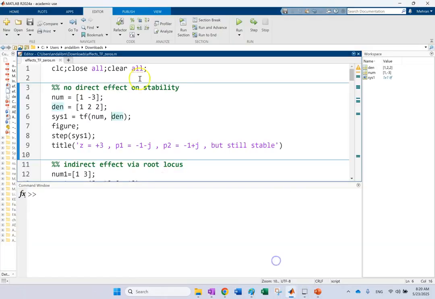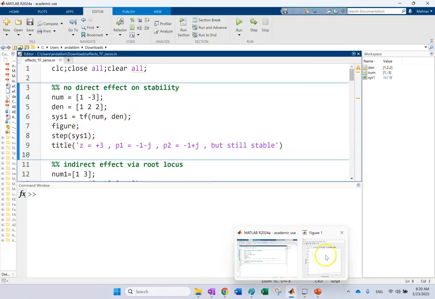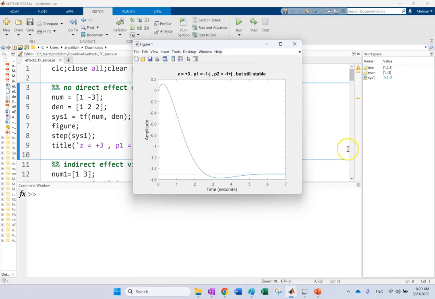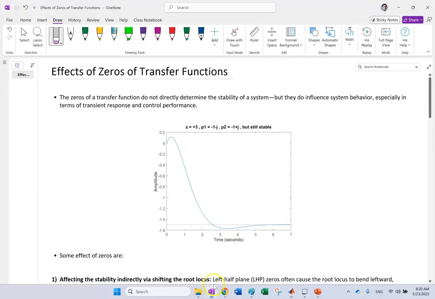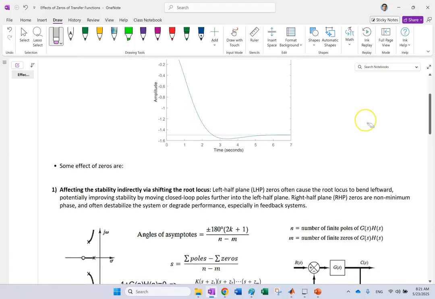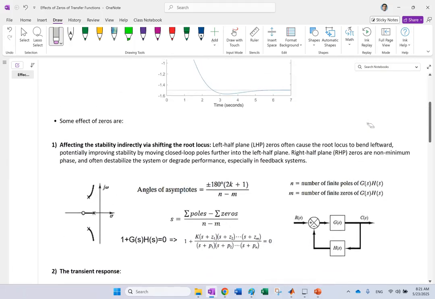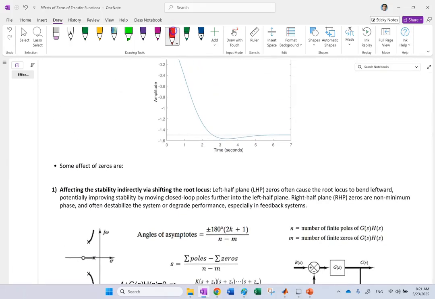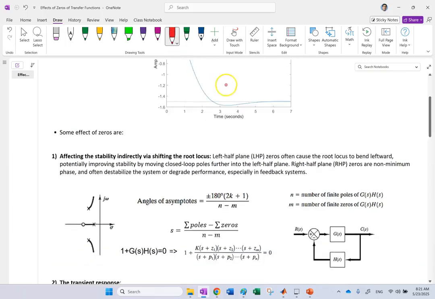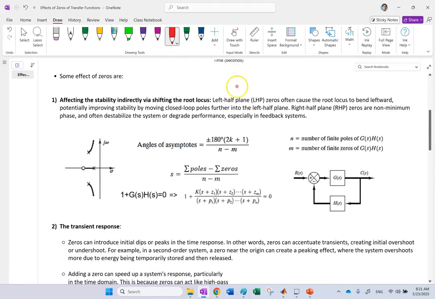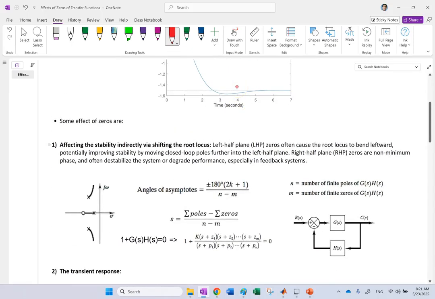And here is the code for that. You can see that this is the numerator, that's the denominator, the system. I showed the step response, and this is the step response that you see. This is stable, okay? So now let's look at the actual effects of zeros. Now that they cannot have a direct impact on stability, what can they do? The first one is they can indirectly affect the stability. How? By shifting the root locus.